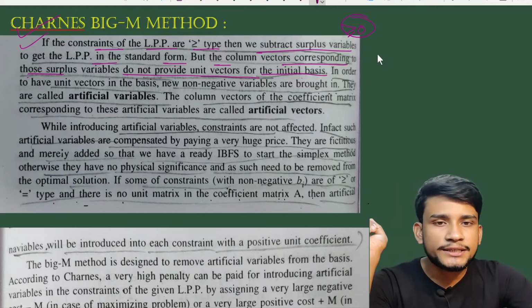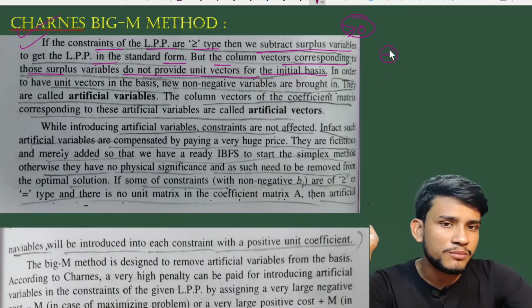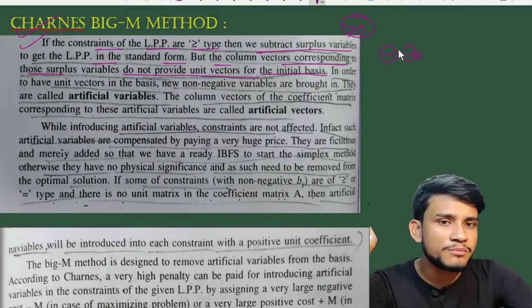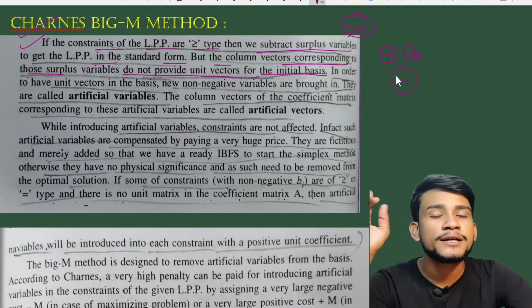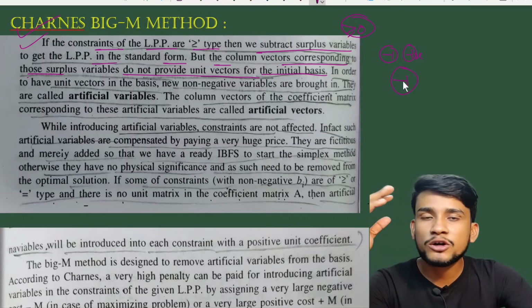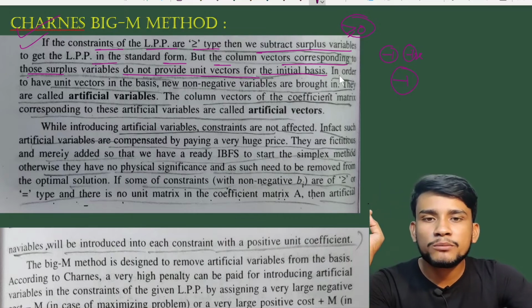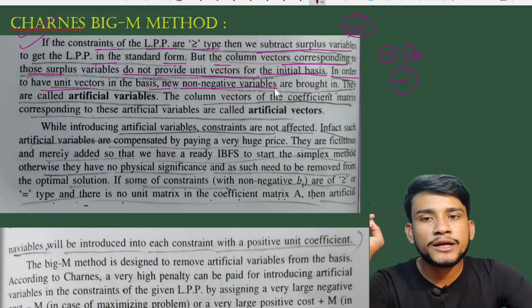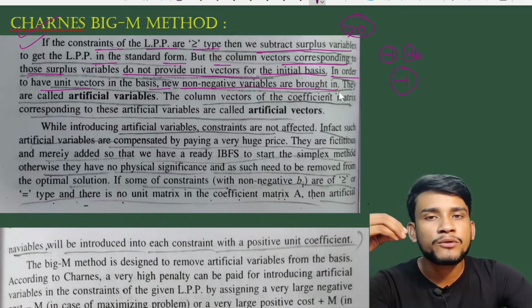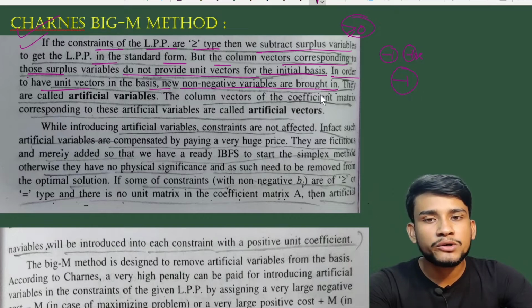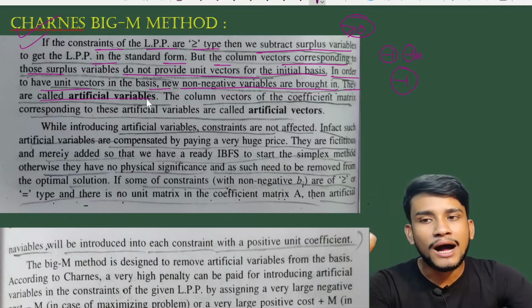Why? Since we subtract the quantities, suppose minus x, so the coefficient is -1, and minus of unit obviously does not form the basis. So to form the basis, in order to have unit vectors in the basis, new non-negative variables are brought in. Therefore क्या करना है हम लोगों को यहाँ पर, न्यू वेरिएबल्स को इंट्रोड्यूस करना है बेसिस फॉर्म करने के लिए. ठीक है, तो दे आर कॉल्ड द आर्टिफिशियल वेरिएबल्स.